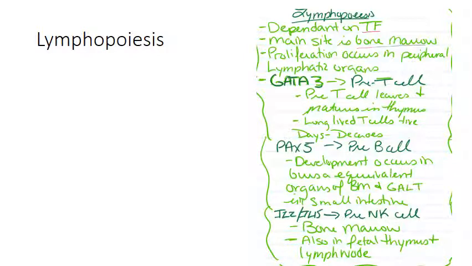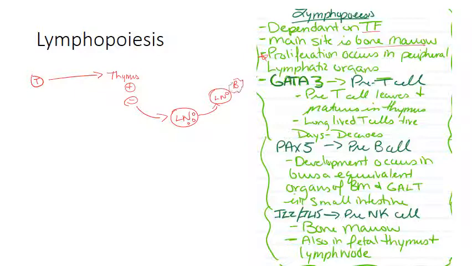Proliferation occurs in the peripheral lymphatic organs. So proliferation occurs, not our main site of development. And what that means is that you start with one T, okay? It goes to the thymus. It undergoes positive and negative selection, which you'll learn about later. And then from here, it goes into the circulation, into the lymph node, and it just kind of sits and waits for a couple of days. If it doesn't find anything, it goes back into circulation, goes to another lymph node, and bam, we have a bacterium.